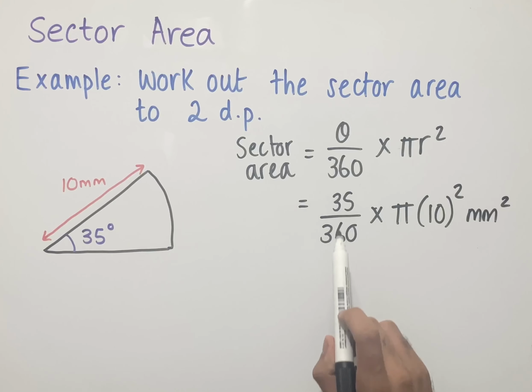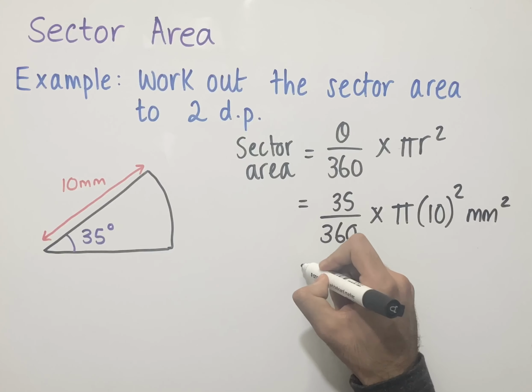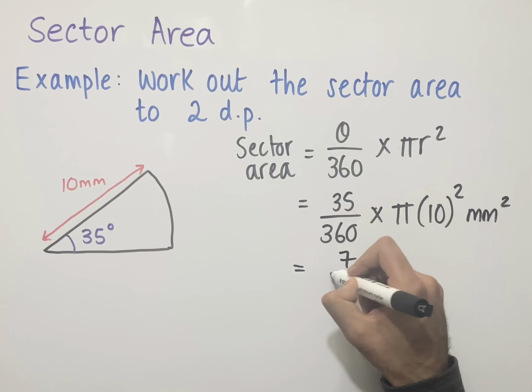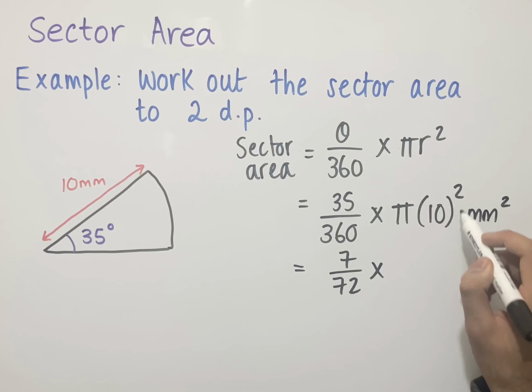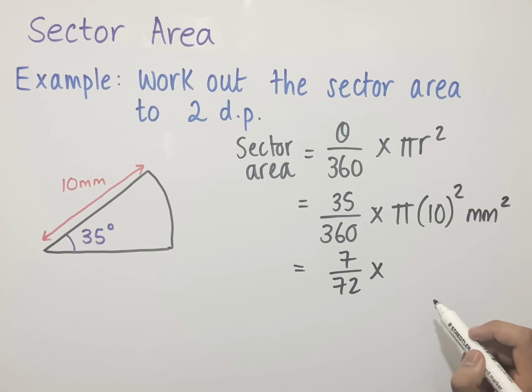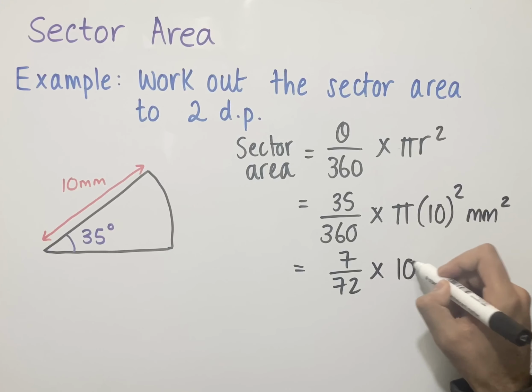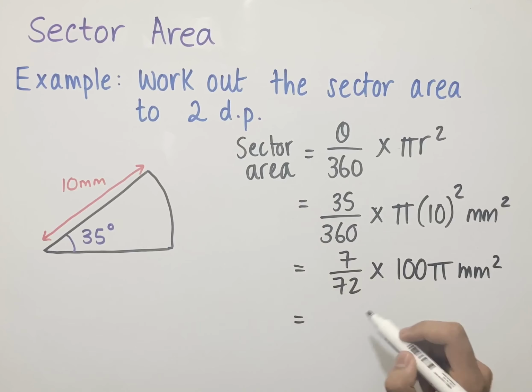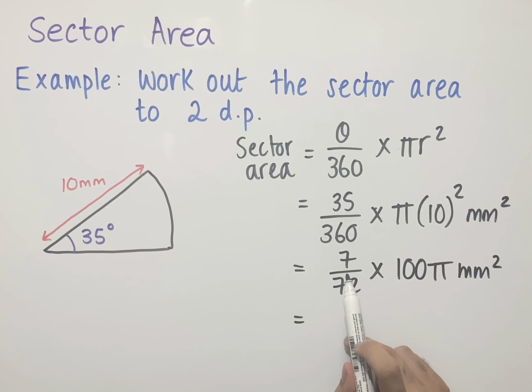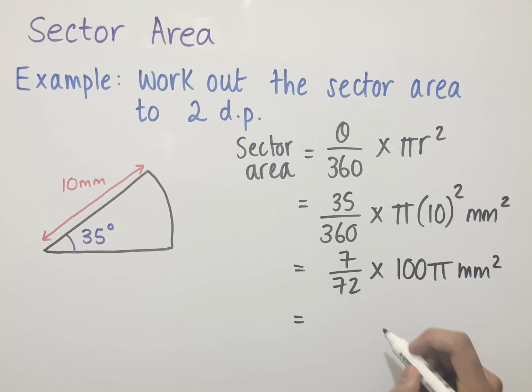So if we simplify this, 35 over 360 simplifies to 7 over 72, and we multiply this by pi times 10 squared. So 10 squared is 100, and so we're multiplying by 100 pi, and our units are millimeters squared. If we then multiply this out, we have that 7 over 72 times 100 pi is equal to 700 over 72 pi.